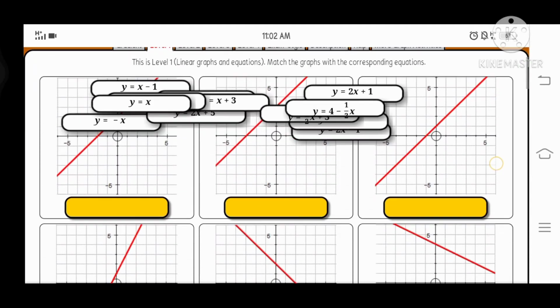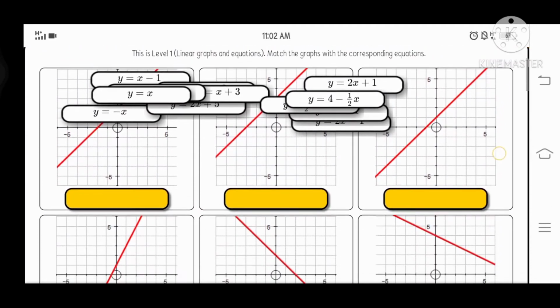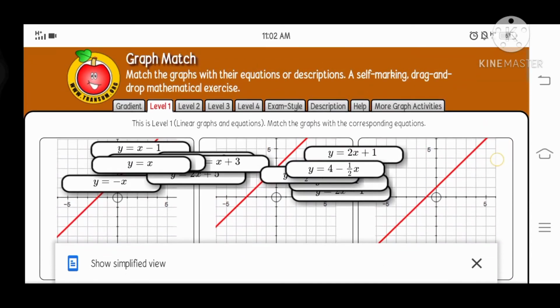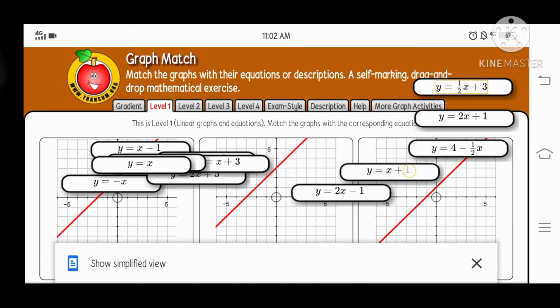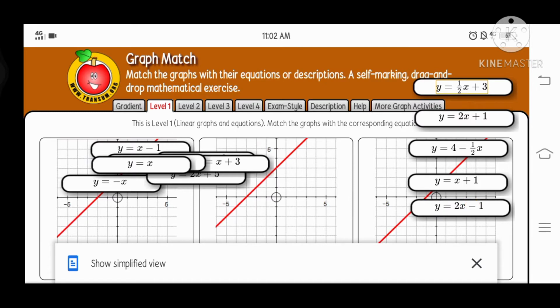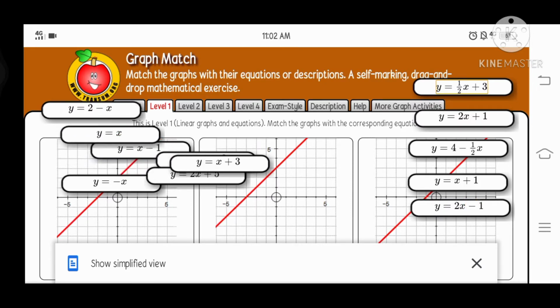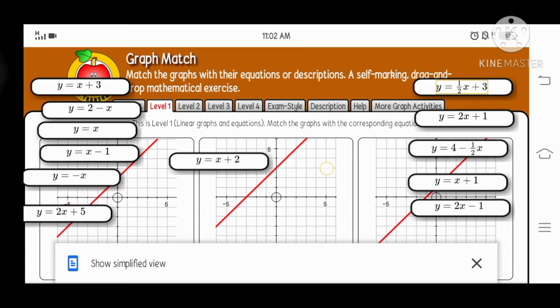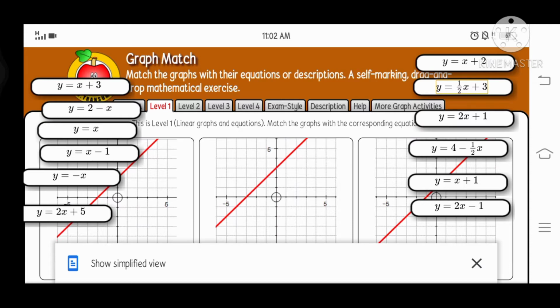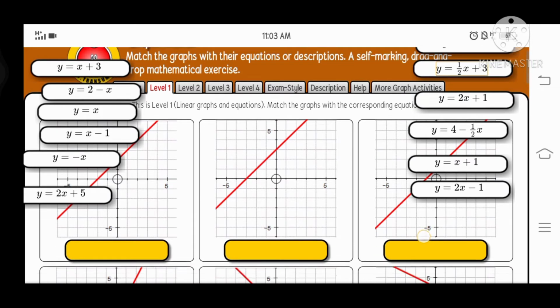At last, you have succeeded in entering the activity. For this activity, I would like you to match all of these questions to the related graph. I believe that you have learned the equation of a straight line just now.